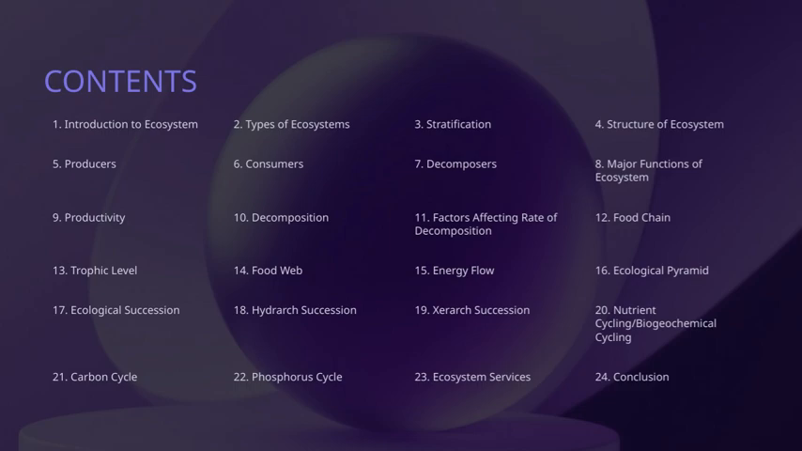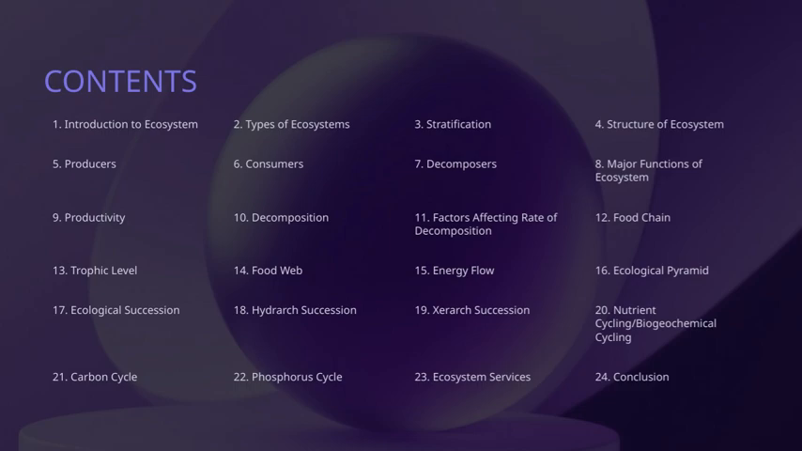We also explored major ecosystem functions, including productivity, the rate at which plants produce biomass, and the importance of producers, consumers, and decomposers in maintaining ecosystem health. Understanding the structure of ecosystems, from stratification in aquatic systems to the different types of ecosystems, terrestrial and aquatic, helps us see the diversity of life and how different environments function.